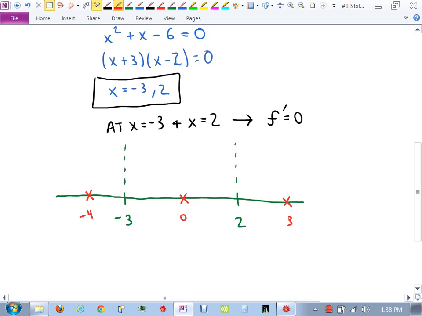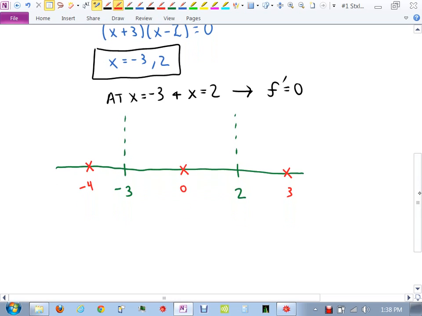I want to see if my function is going up or down over there, right? But the way to check if it's going up or down is to take those numbers and plug them into the derivative. Because the derivative is what tells you if you go up or down, right? If the derivative is positive, you're going up. If the derivative is negative, you're going down.